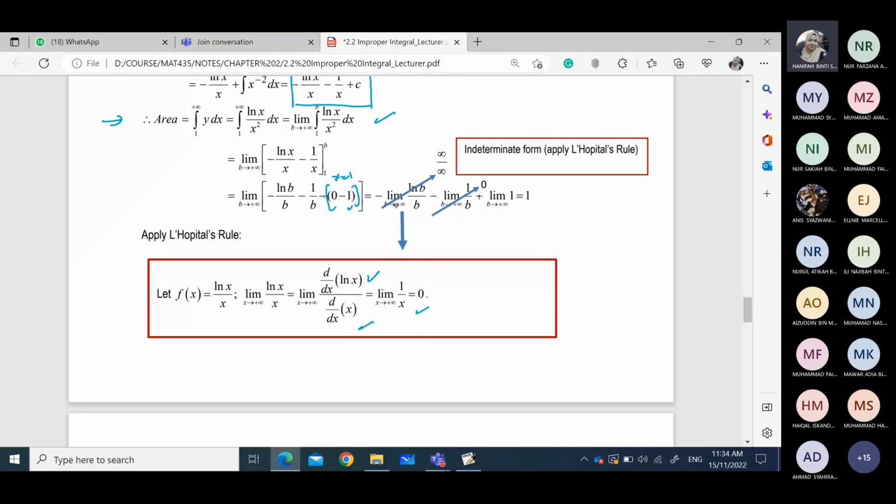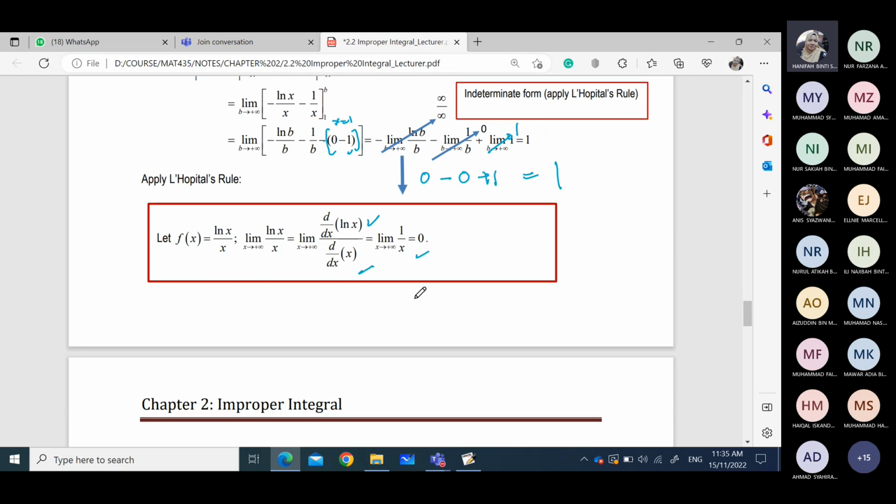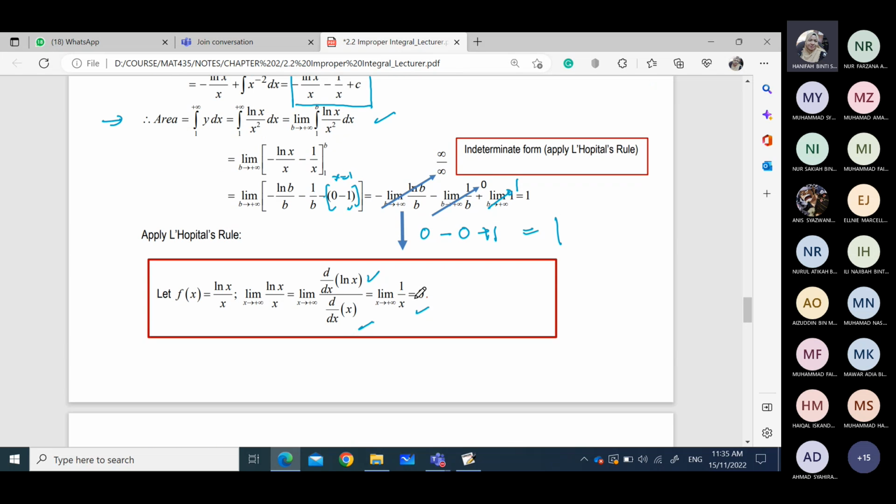So it just means that the limit as b approaches infinity of natural log of b over b is equivalent to 0. Yang ini. And then this one, the limit as b approaches infinity of 1 over b. Okay, b approaching infinity, so we have 1 over infinity. So in limit, 1 over infinity is 0. So this one is approaching 1 plus 1. So the answer here is 1. Right, so therefore, the area under the curve here is 1. Faham? So area dia adalah 1 lah, 1 unit.